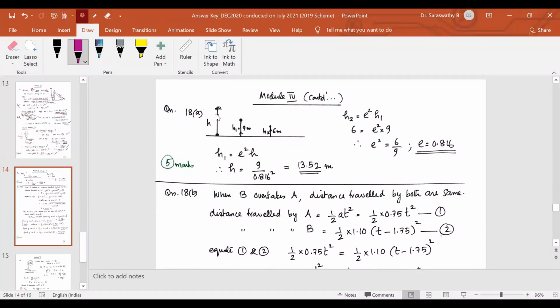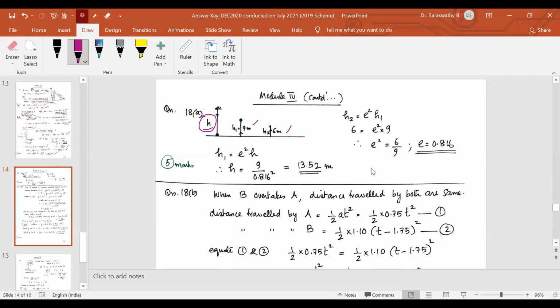So in this question, a ball is dropped from some height. I don't know, I marked it as H. After hitting the floor, it bounces back to 9 meter height. Again, it comes and hits the floor and bounces back to 6 meter. These are the two values given to you. You are asked to find out H is equal to what, from what height it is dropped.